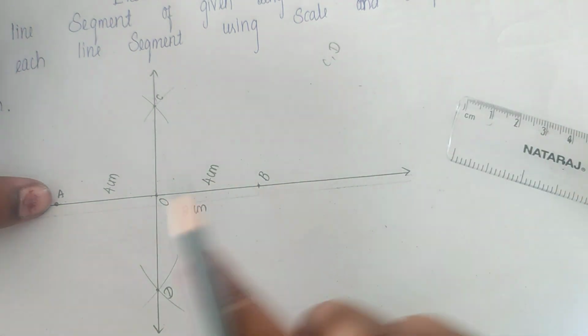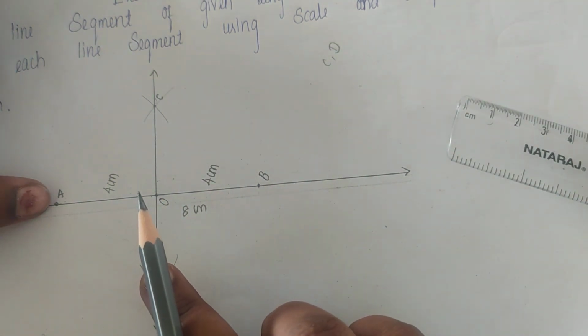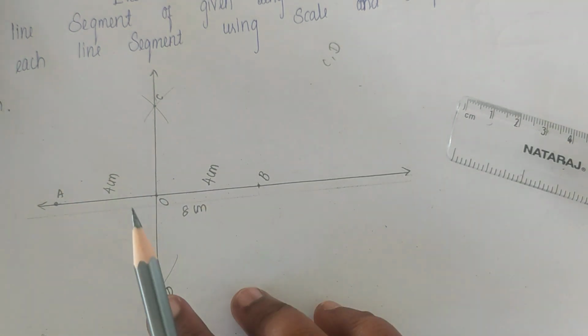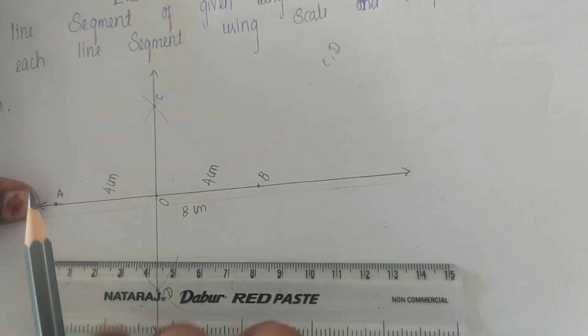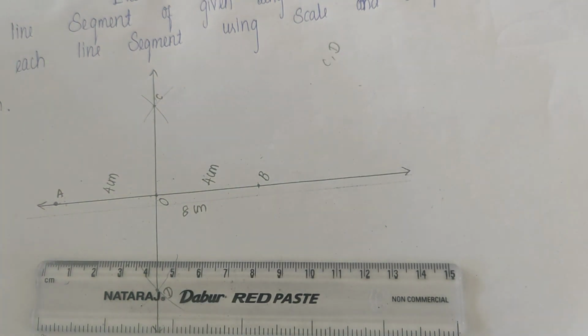So this is a perpendicular bisector of the line segment, correctly. How? OA is 4 centimeter, OB is 4 centimeter. Okay students, can you understand line segment? Can you understand perpendicular bisector? Okay, good.